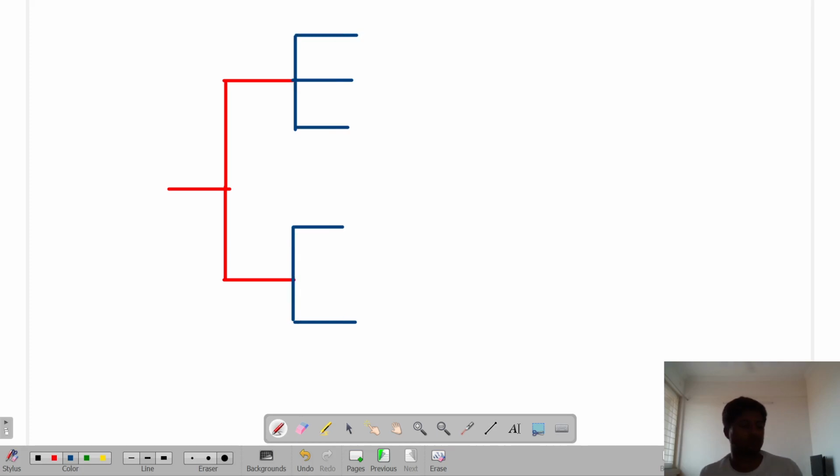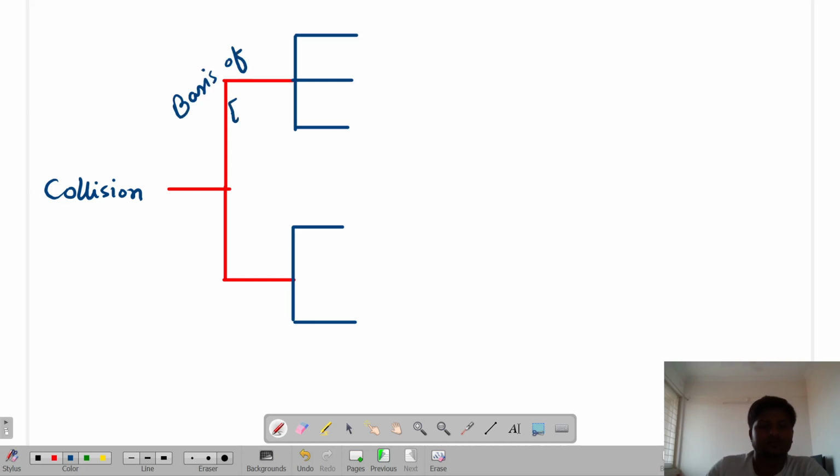Okay, so let us see. Basically, if we look into the types of collision, our collision is dependent upon two things. One is the basis of energy, and one is the basis of line of impact. Are you here?